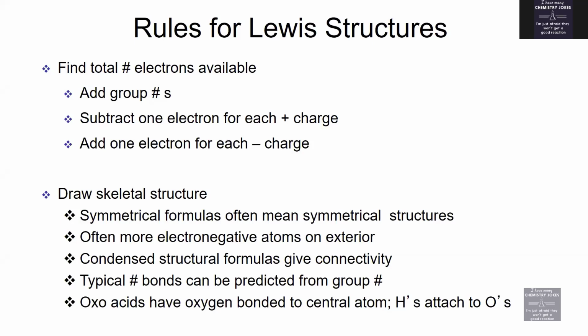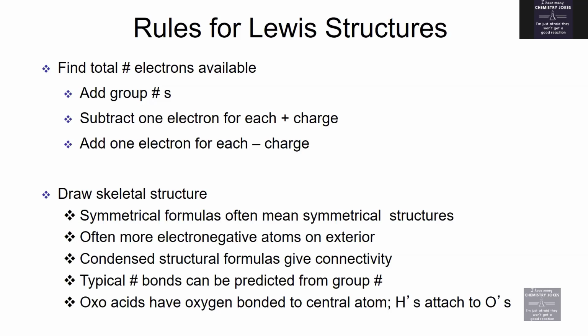The last time we drew several Lewis structures: methane, ethane, ethene, and ethyne. Alkanes, alkenes, and alkynes were the functional groups we covered. It's now time to draw a few more Lewis structures and talk about a few more functional groups.